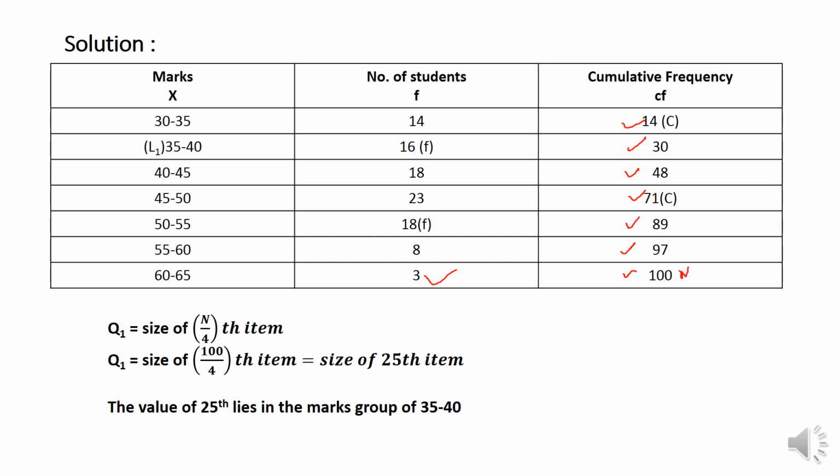So first of all we will calculate Q1 here. Size of N divided by 4th item. N divided by 4th item means size of 100 divided by 4. And when we calculate 100 divided by 4, we get the 25th item. And the 25th item lies in which group? The 25th item lies in the 35 to 40 class group. So that's why L1 will be 35.